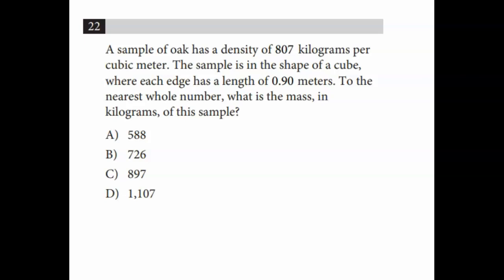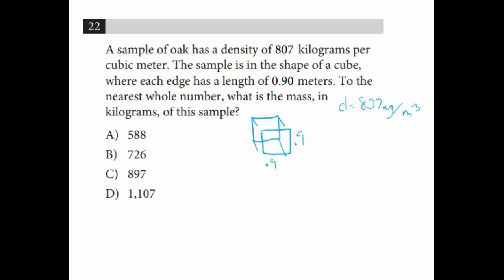So let's write that out. We know the density equals 807 kilograms per, looks like a cubic meter, so meters cubed. The sample is in the shape of a cube where each edge has a length of 0.9 meters. So let's draw our cube. Connect those. We know each side's going to be 0.9, so base times width times height. To the nearest whole number, what is the mass in kilograms of this sample?